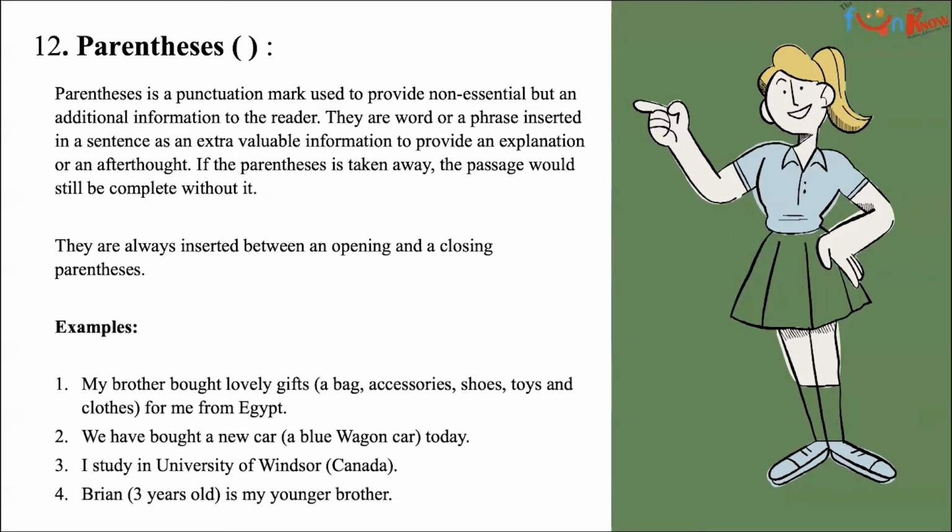Let's look at some examples. My brother bought lovely gifts. What were the gifts? You can write it in parenthesis. (A bag, accessories, shoes, toys, and clothes for me from Egypt.) We have bought a new car. Which type of car? (A blue wagon car) today. I study in University of Windsor. Where is University of Windsor? (Canada.) That is involved in a parenthesis.